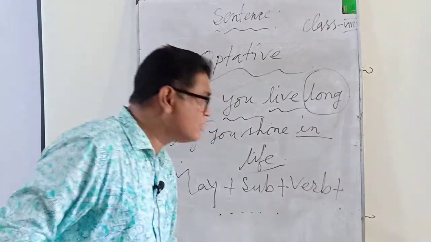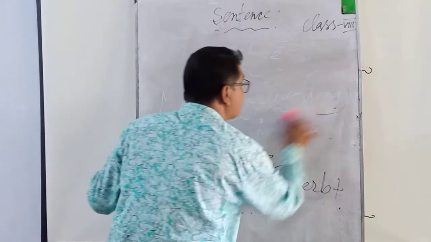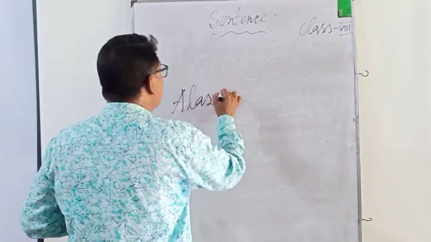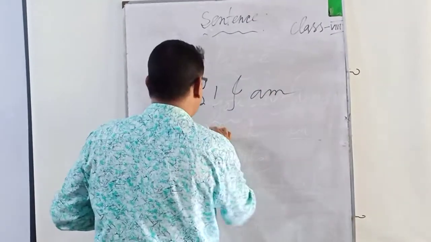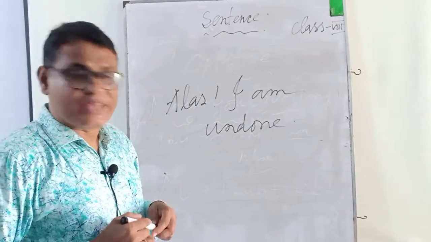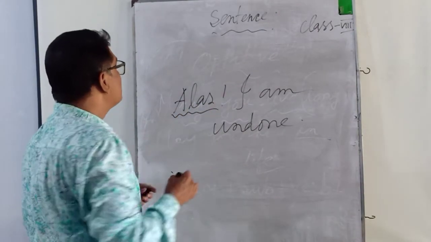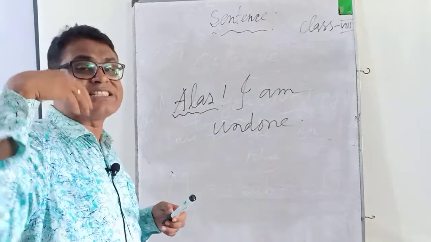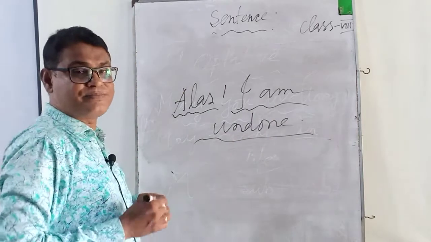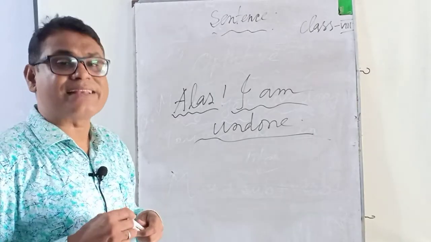Now come to exclamatory. Look at this, I am writing here: Alas, I am undone. So this is an exclamatory sentence. Here there is a word which we use to express exclamation. Then the rest is like an assertive sentence. So if you form a sentence in this way, then you should say this is an exclamatory sentence.